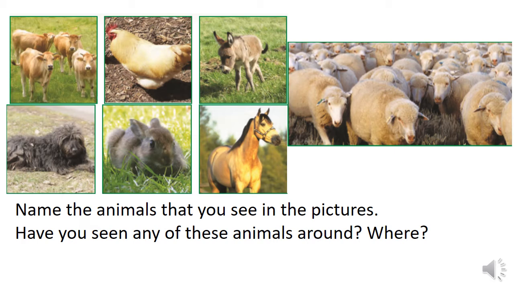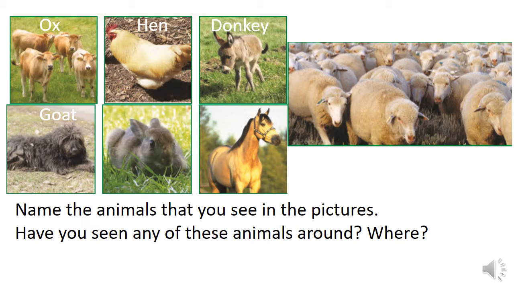All these are animals. These are not plants. These are animals. And these animals can be found around us. Can we name the animals that you see inside these pictures? The first one, what do we call these? These are oxen. Excellent. So the first one, ox. The next is the hen. Then I have the donkey. Then we have the goat.